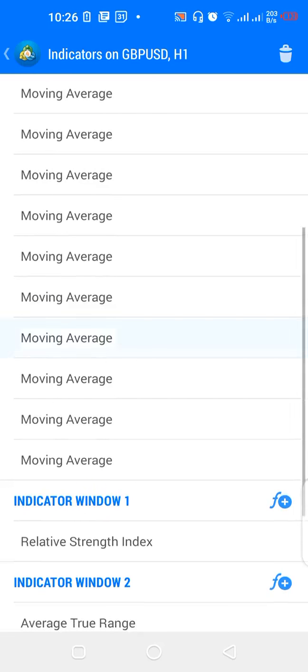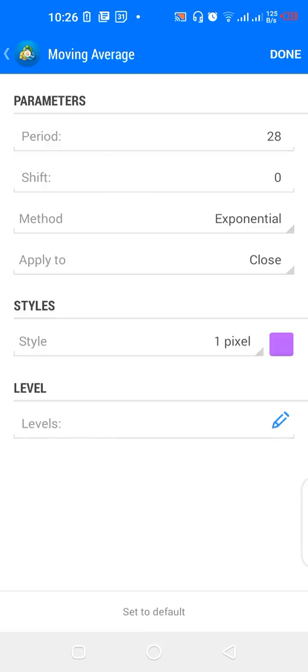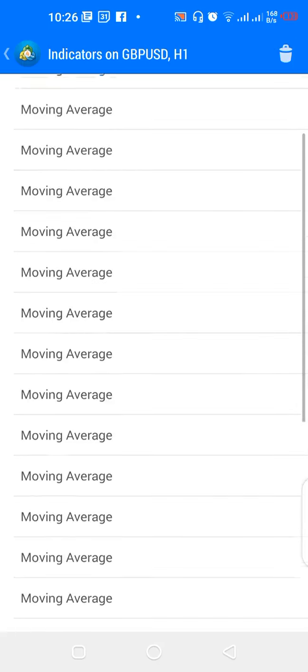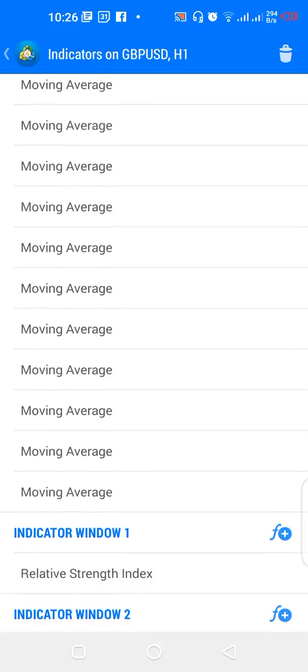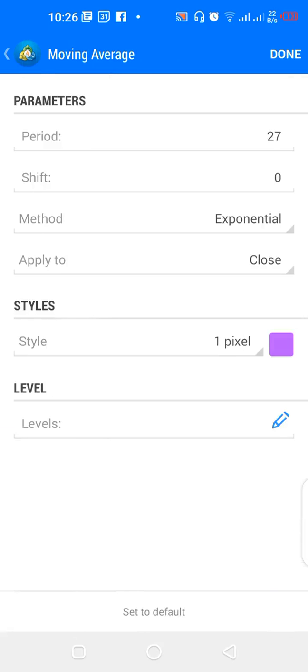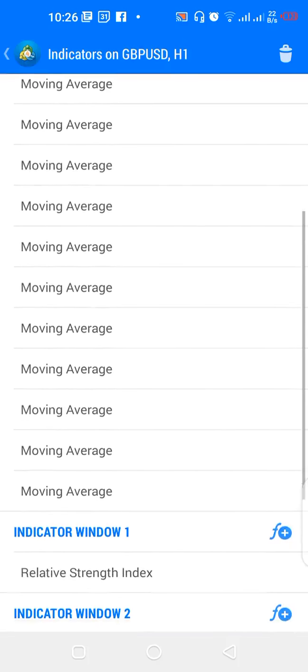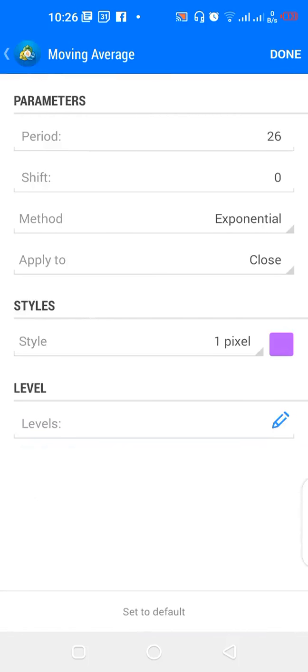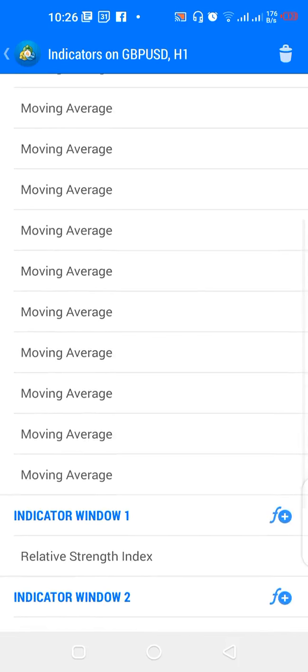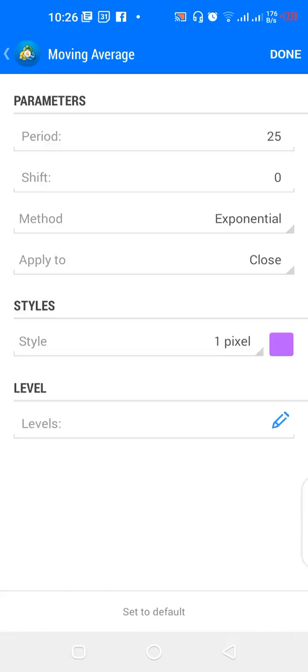Now the 12th is 28. So we have 30, 29, 28, 27, 26, 25. So this is 28 EMA. Okay, the next one should be 27 EMA, and the next one should be 26 EMA, and the last moving average on the main chart is 25 EMA.